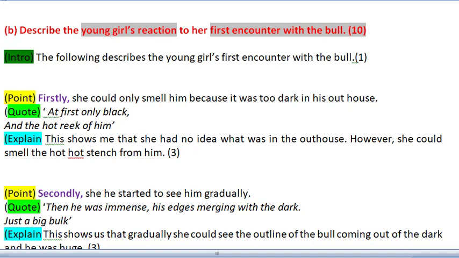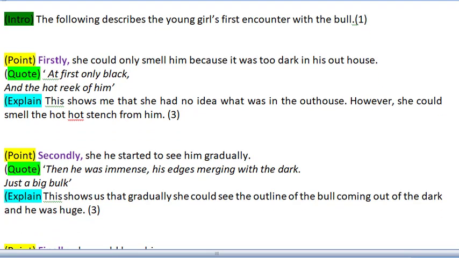Next thing we do, we write an introduction paragraph using the words from the question. The following describes the young girl's first encounter with the bull. So we get 1 point out of 10 for making the introduction. Now we're going to use a secret formula called point, quote, explain.